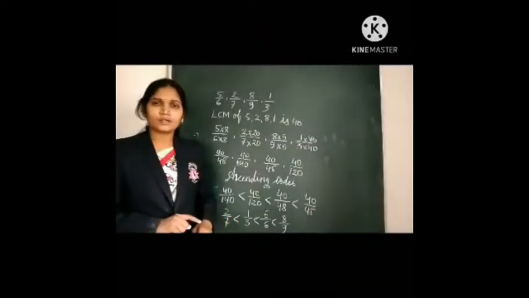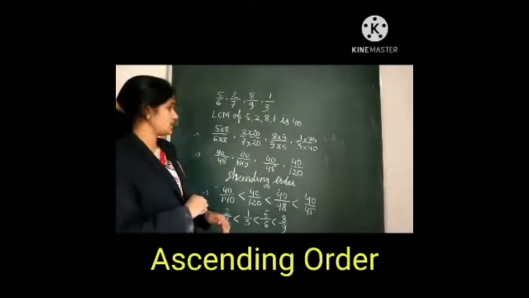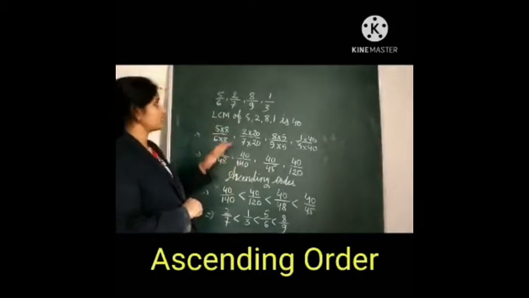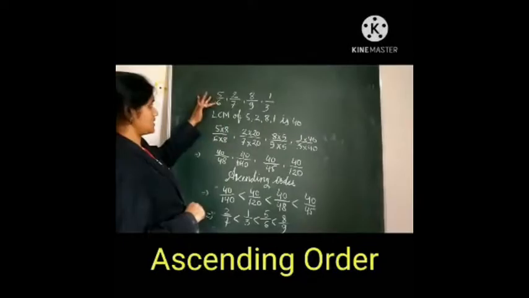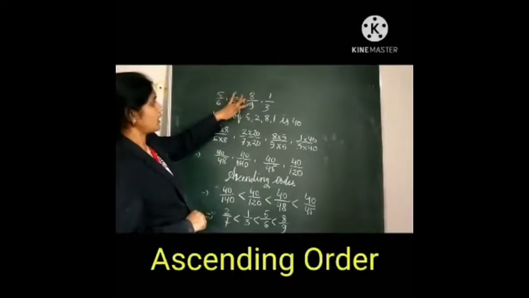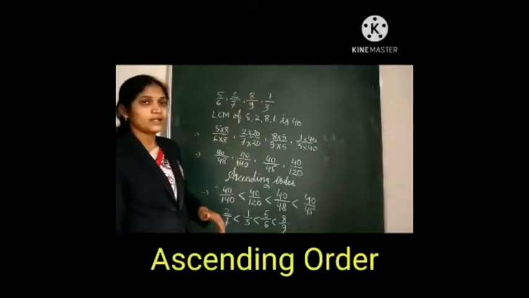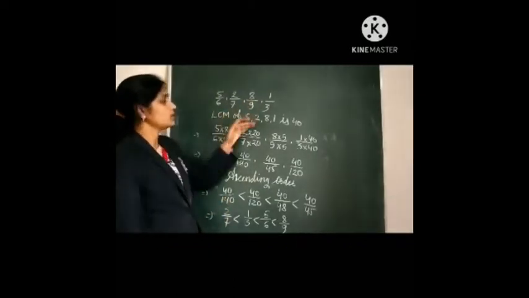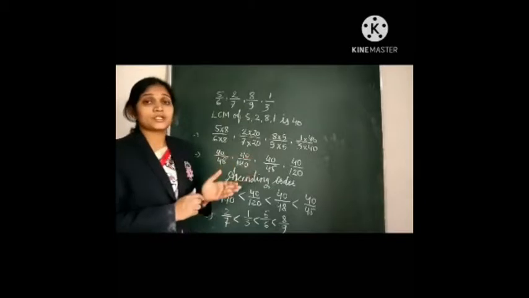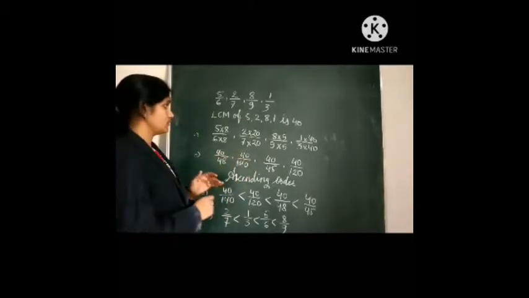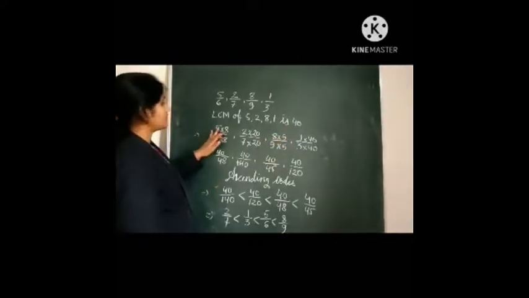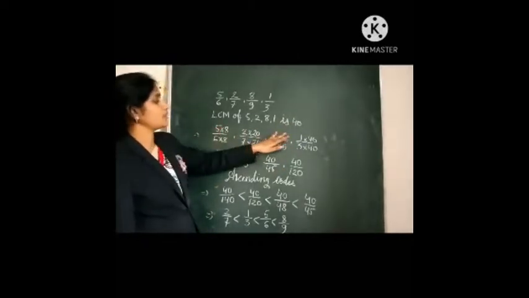Now let's start. We will solve one example of ascending order, but with the same numerator. So let's see 5 upon 6, 2 upon 7, 8 upon 9, and 1 upon 3. We are going to compare these fractions. So we will take the LCM of all the numerators, because here we want to make all the numerators the same. The LCM of all these numerators is 40. We change all the numerators into 40.